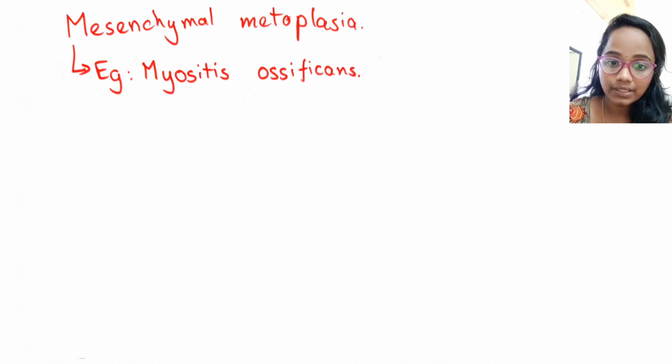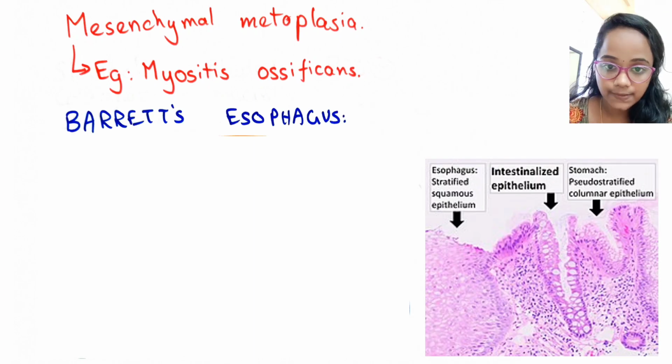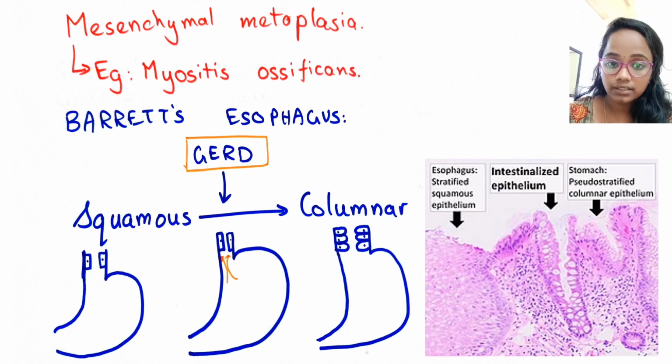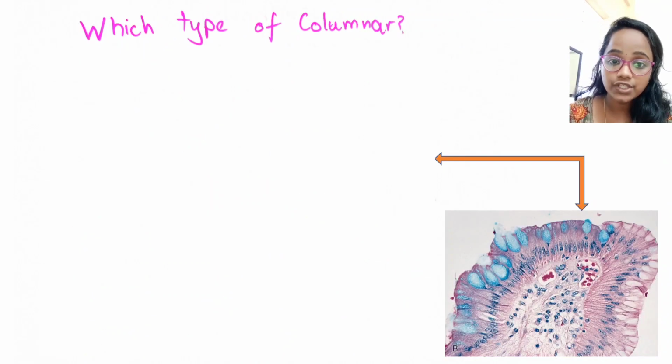An important example for metaplasia is Barrett's esophagus. So, what is Barrett's esophagus? It is due to GERD, gastroesophageal reflux disease. Normally the esophagus is lined by squamous epithelium, while the stomach and intestine are lined by columnar epithelium. Because of GERD, the squamous epithelium of the esophagus changes into columnar epithelium. But which type of columnar epithelium?